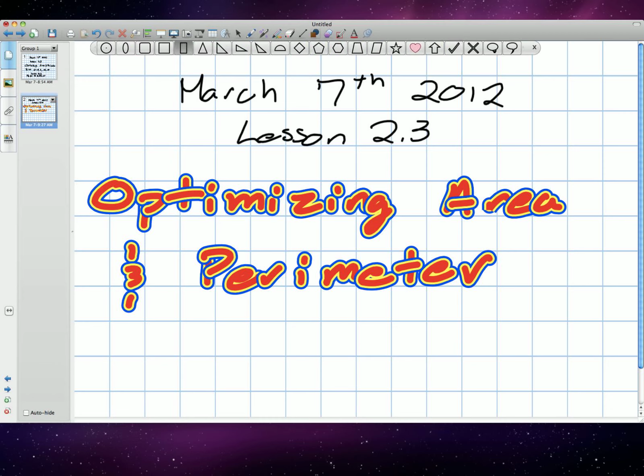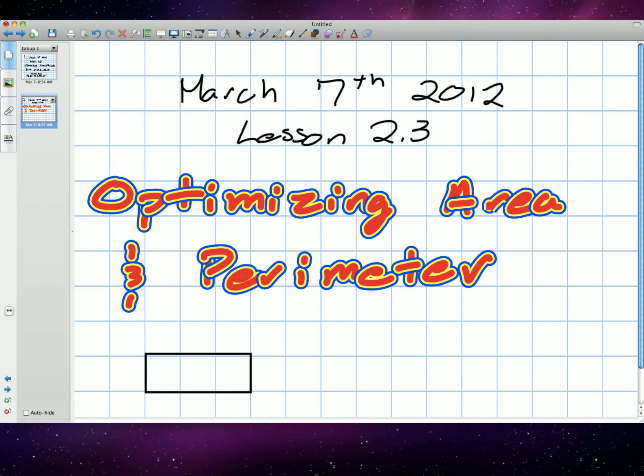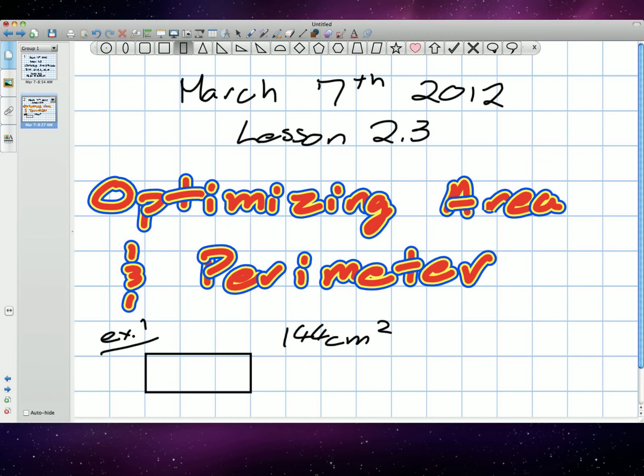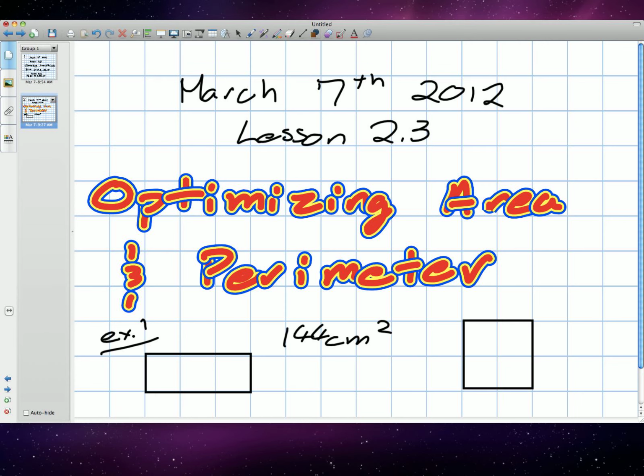So if they're telling us to use rectangles, and they're giving us the area of the rectangle, let's say, for example 1, the area of the rectangle is 144 centimeters squared. Okay? What is the most efficient shape, or four-sided shape, I should say? Square. Square, that's right. So, even though they've told us a rectangle, squares are rectangles, so we need to know that, okay? So we have a square here.